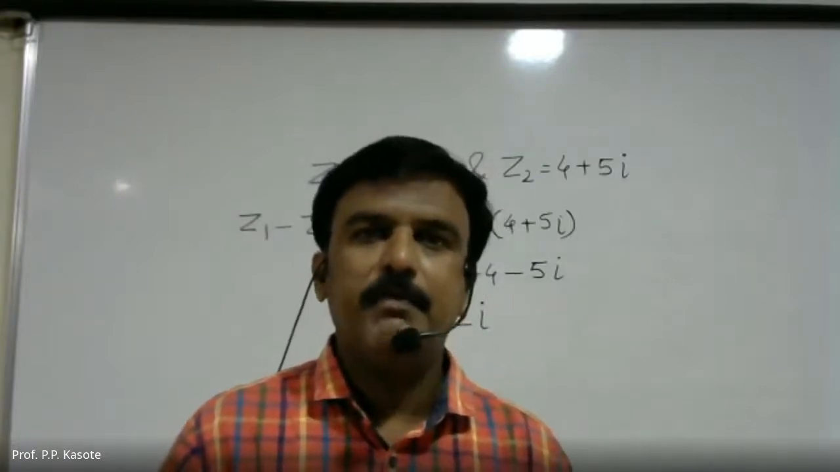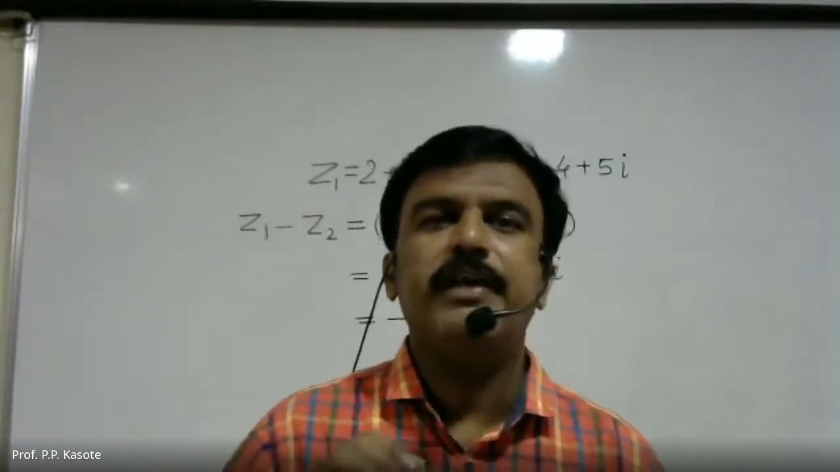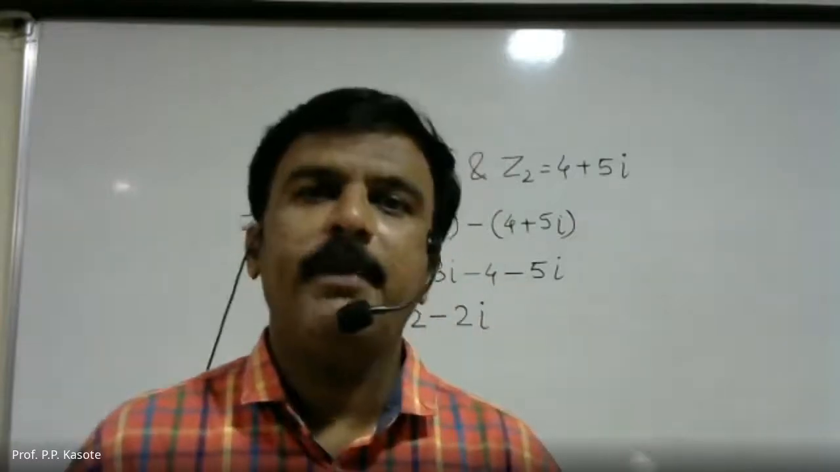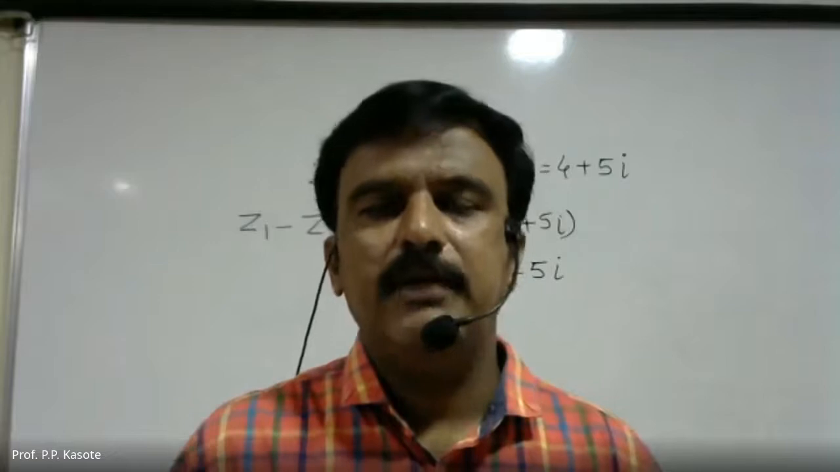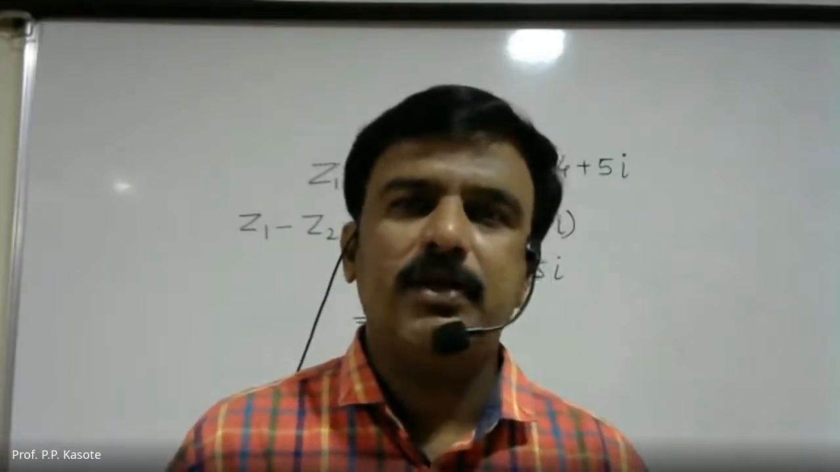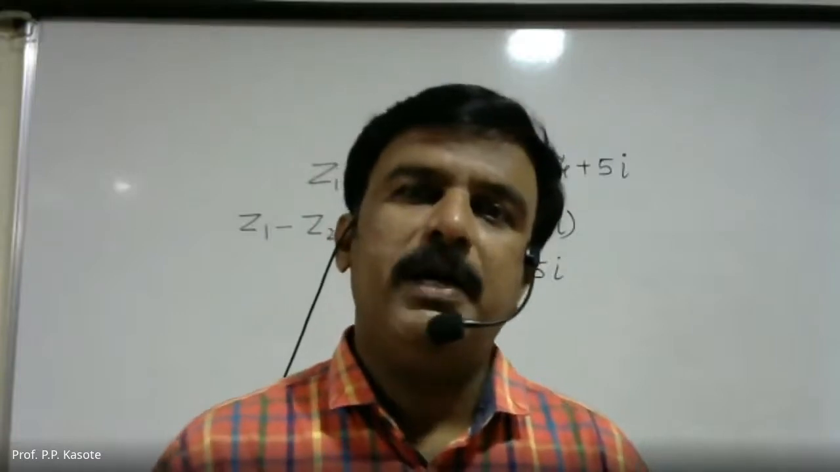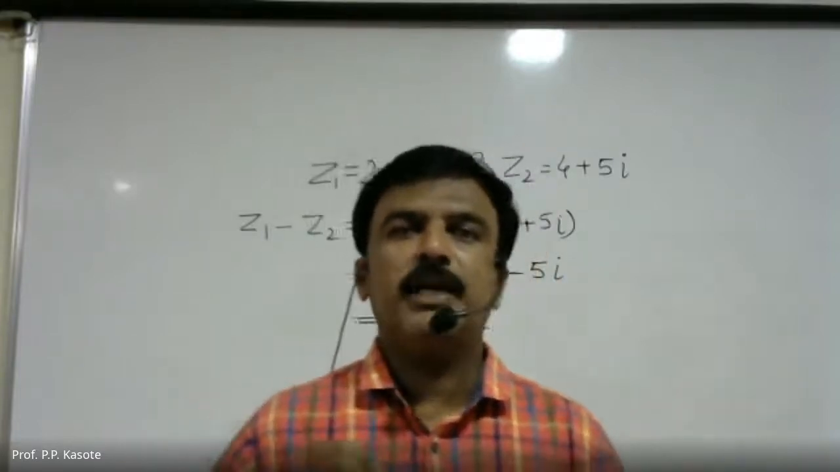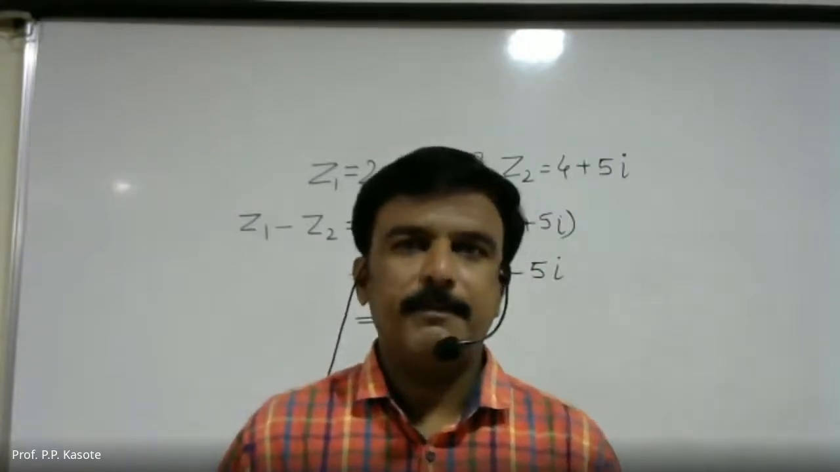Now let us discuss scalar multiplication. The scalar multiplication is also very simple. It means that we can multiply a complex number by any non-zero scalar. Even zero, we can multiply by zero too. Of course, the answer will be zero. But let us see how to multiply a complex number by a non-zero scalar.